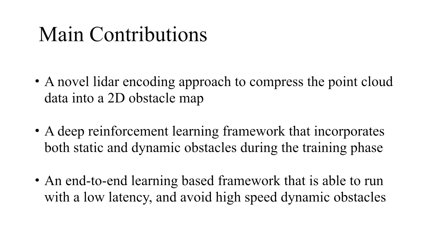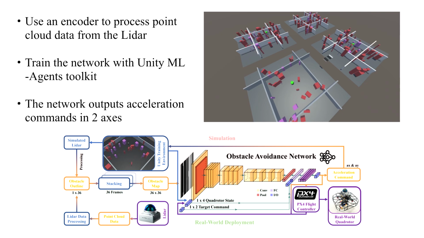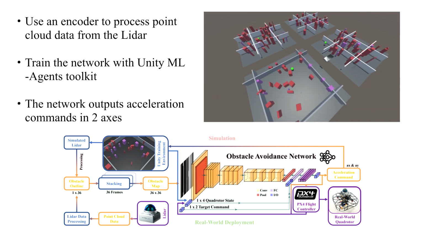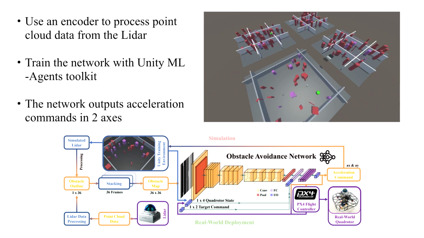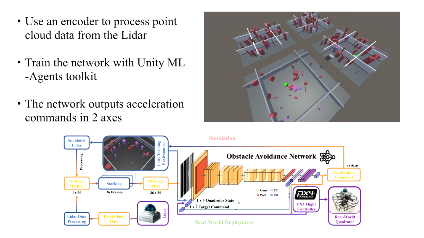through cluttered environments. We firstly use an encoder to compress the massive point cloud data from the lidar into a single-dimension array which presents the obstacle outline, and then stack multiple historical arrays into a two-dimension obstacle map which contains the kinematics of the surrounding dynamic obstacles.